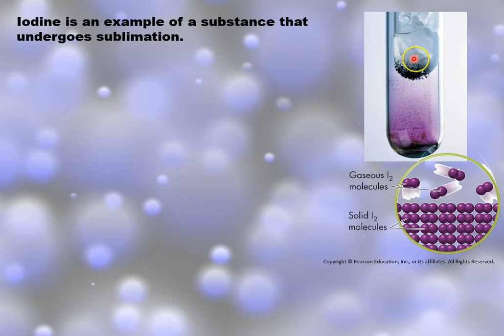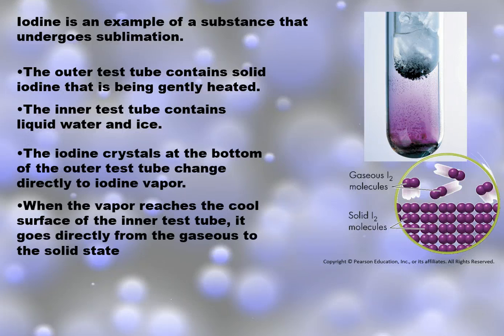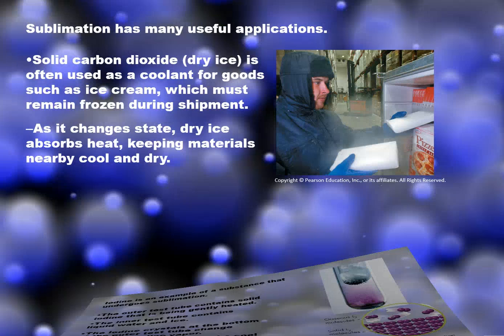Now, inside of the big test tube, you have an inner test tube that has liquid water and ice in it, so it's very cold. And so when those gaseous molecules of iodine hit the outside of that inner test tube, they immediately go into the solid phase, and you can see the little spiky solid iodine crystals on the outside of that test tube. I'm just going to skip through this slide because it goes through what I just explained.